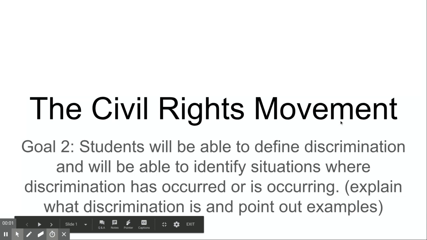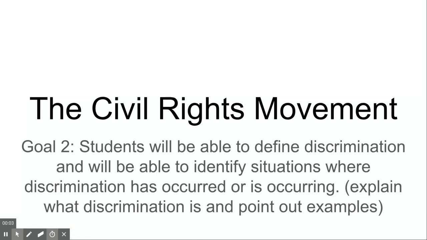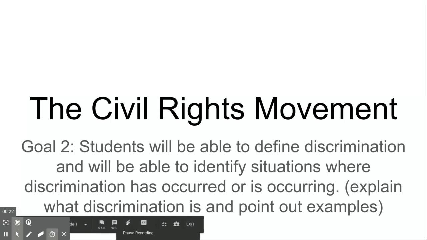Hello, everyone. Just a quick screencast here for you on our second goal involving the civil rights movement, the notes that we took on this particular goal. And goal two is about being able to define what discrimination is and to be able to identify situations in the past where discrimination has occurred, or even to identify modern situations where discrimination is occurring. That's a key to this particular goal.